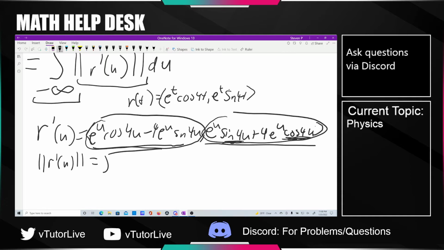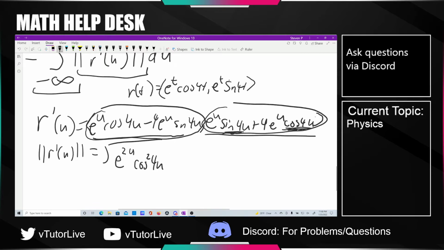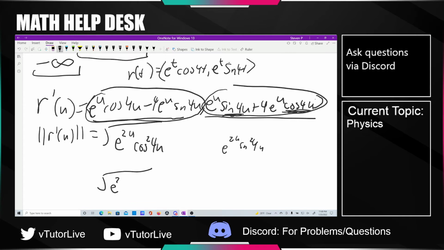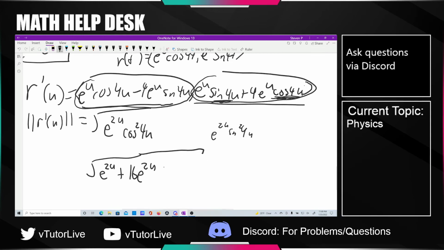It's a little hard to say off the top of my head, but I think this is going to look like e to the 2u cosine squared of 4u. And then over here, it's going to look like e to the 2u sine squared of 4u. So what it looks like is a lot of stuff is going to be canceling out. I'm just going to do this in my head, but I think we're ending up with like e to the 2u plus 16 e to the 2u. Definitely check the math on your own. But then the cross terms are basically going to be what survives.